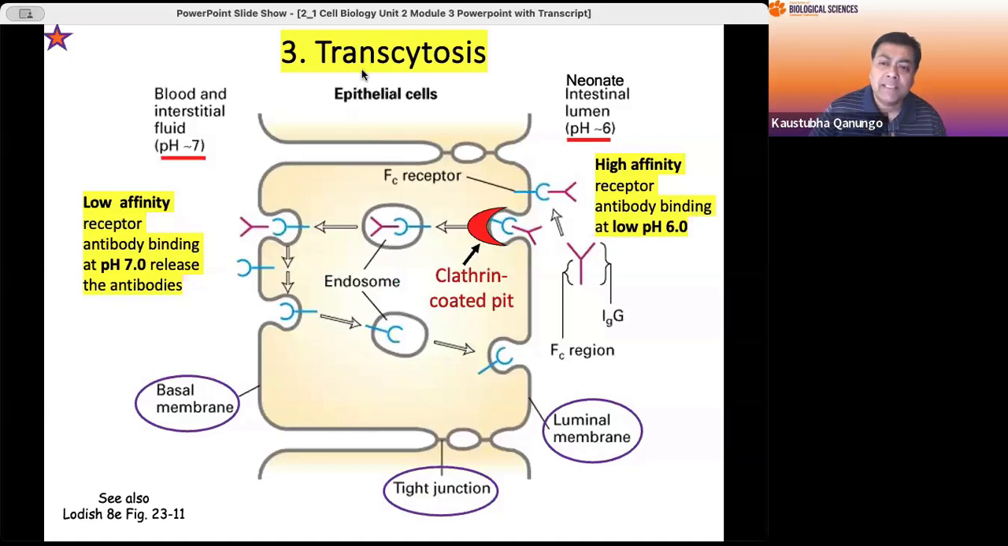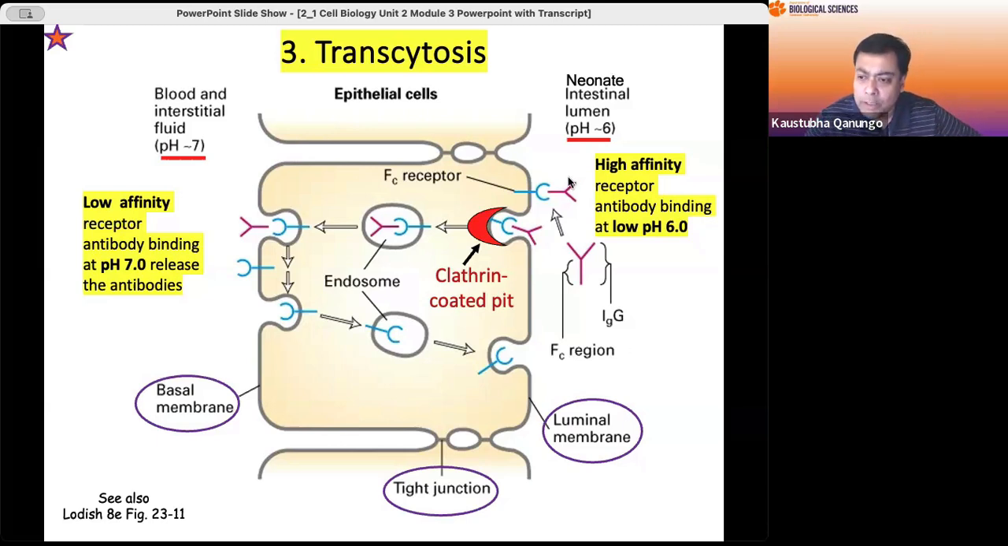Then you have transcytosis. Transcytosis happens in the intestinal wall. This is an example of that. And a classic example is how babies can receive the antibodies from the mother's milk, essentially after birth, while their immune system is still developing.